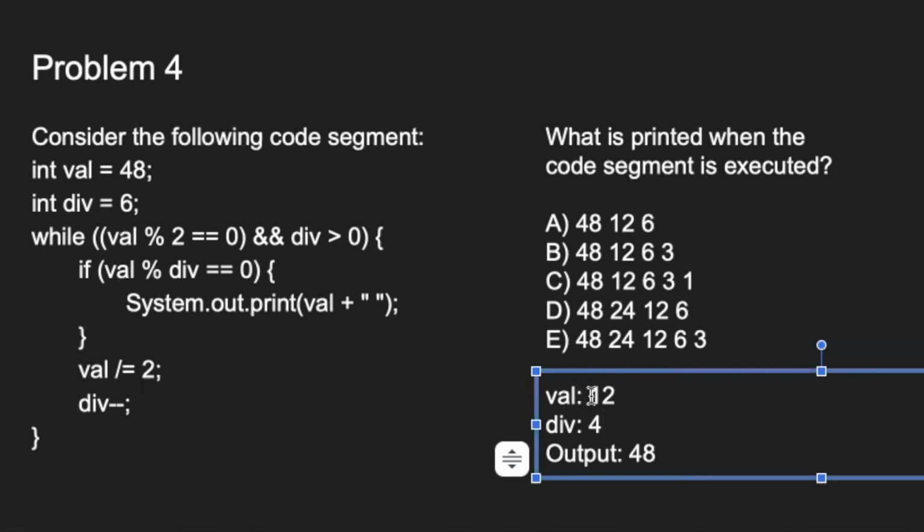Alright, so now this while loop is still true, and then 12 is divisible by 4, so we print out 12. Alright, and then val changes to 6 and div changes to 3. 6 is divisible by 3, so then we print out 6. And now val changes to 3, div changes to 2. And val is no longer even, so therefore the while loop stops after that. So the output is A, 48, 12, 6.